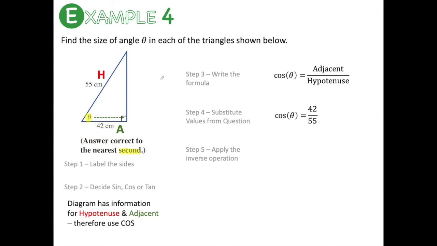Apply the inverse operation. So my angle is going to equal the inverse of cos 42 over 55. Entering that into my calculator, my answer is going to be 40 degrees, 12 minutes and 51 seconds. So there's some examples of how we can calculate the size of a missing angle using our trigonometric ratios.